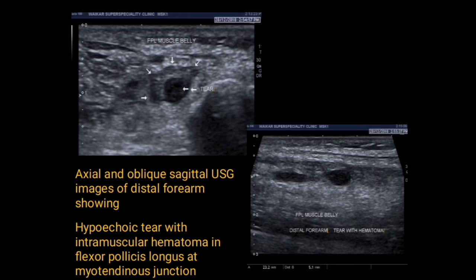A hypoechoic tear was noted along with intramuscular hematoma within the FPL muscle belly at myotendinous junction. It measured about 2.2 cm in length and 0.5 cm in width.